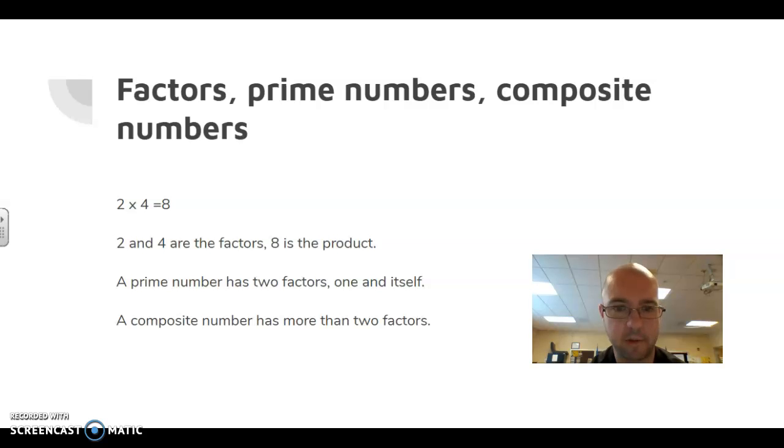Now I want to back up for a second and look at factors. So when you think of factors in a multiplication sentence, there's always 2, and there's 1 product. So, as you're watching this video, I want you to go like this. Factors, 2, product, 1. And we're going to go through that in group.